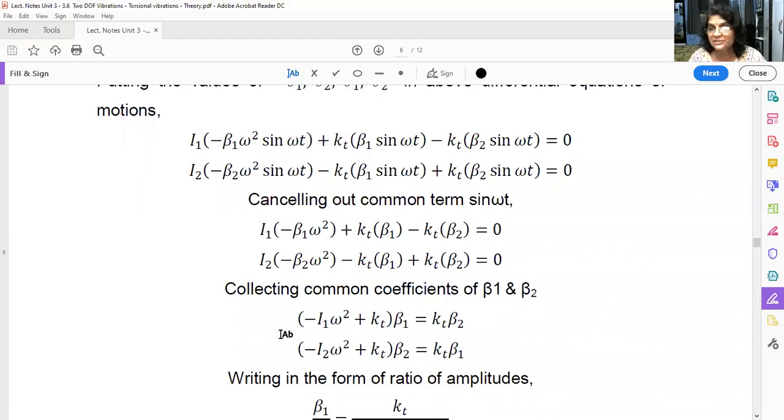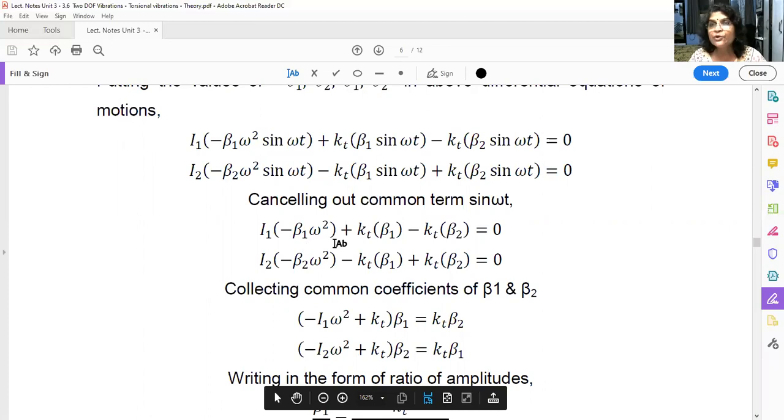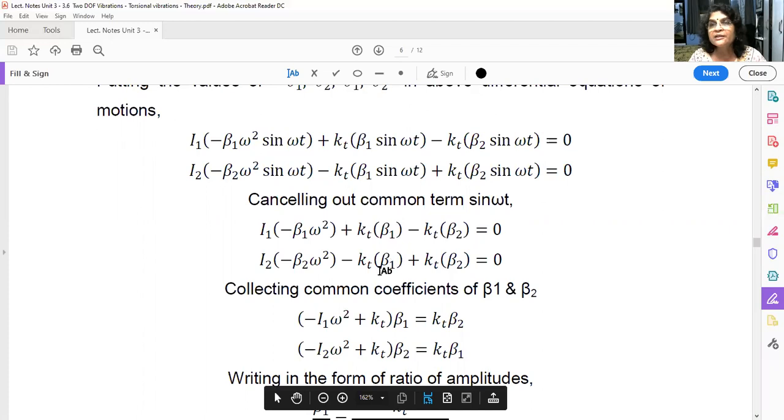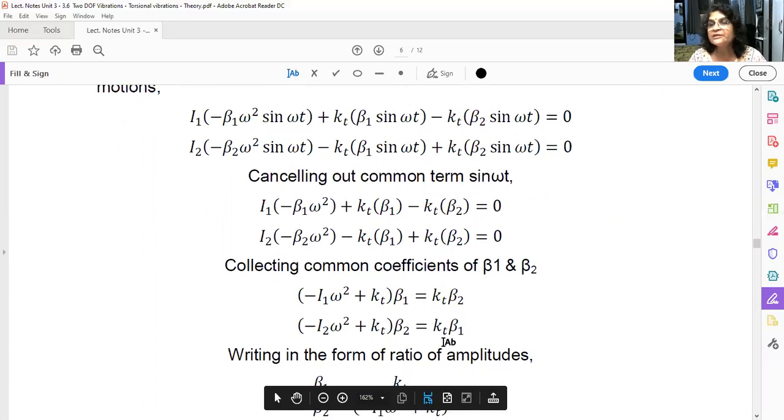Then in this step, you have to collect the coefficient of beta 1 together. What is the coefficient of beta 1 here? Minus I1 omega square plus Kt. This is the coefficient of beta 1, and for beta 2 it is Kt. In this equation, what is the coefficient of beta 2? Minus I2 omega square plus Kt. And for beta 1, there is only Kt.